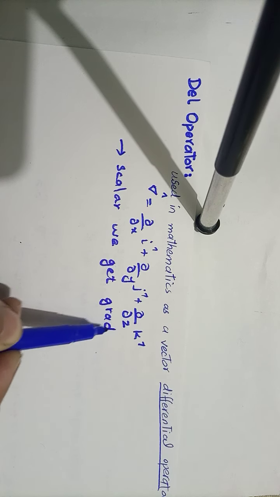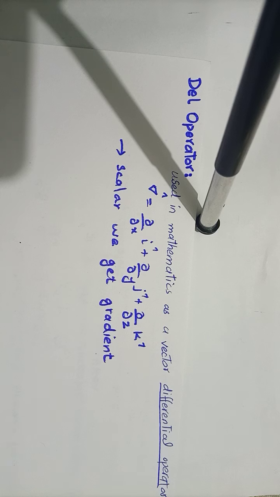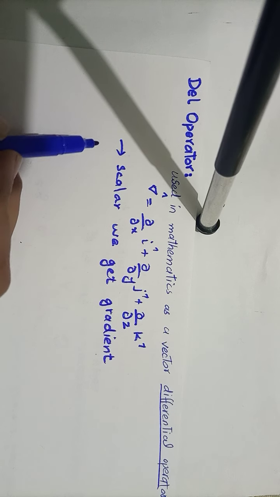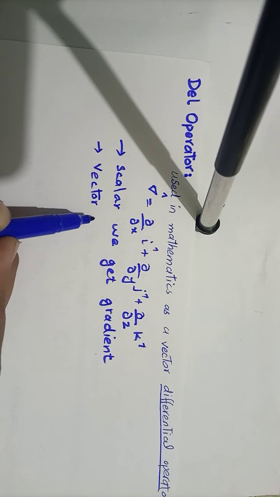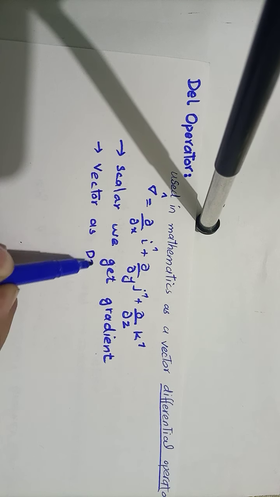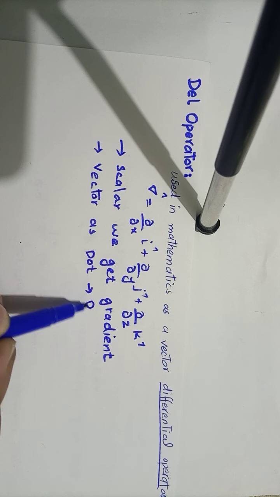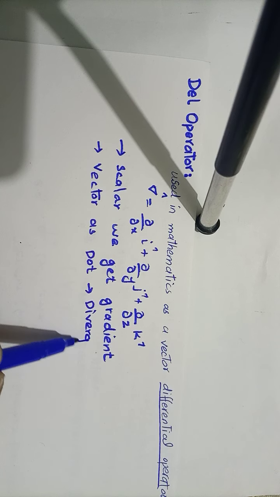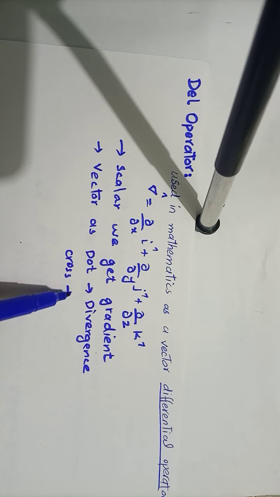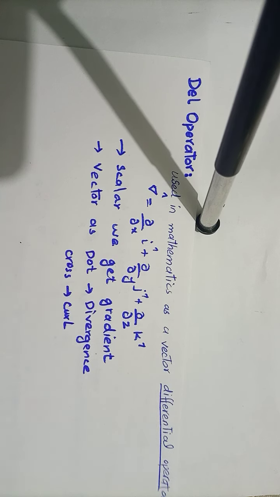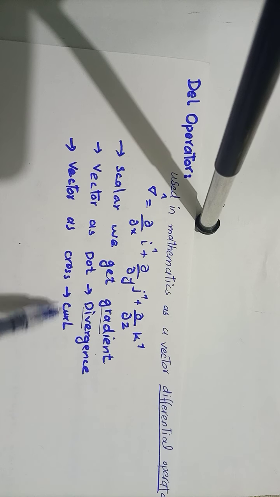a vector has two types of product, the dot product and the cross product. When it is applied on a vector as a dot product, we get a divergence. When it is applied on a vector as a cross product, we get a curl. Now we are going to see how we can get a gradient, divergence and curl.